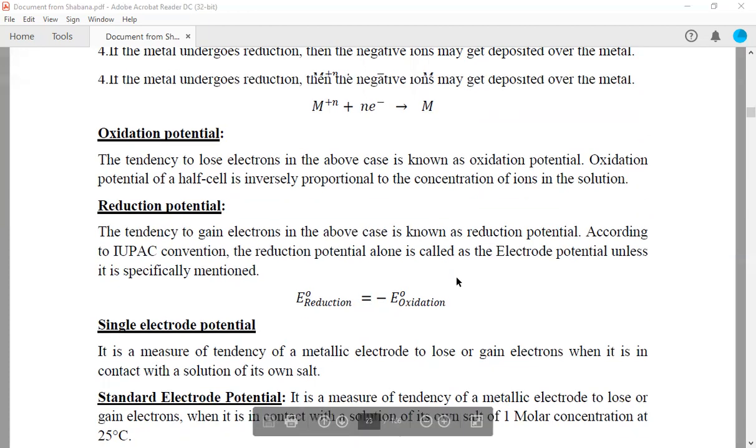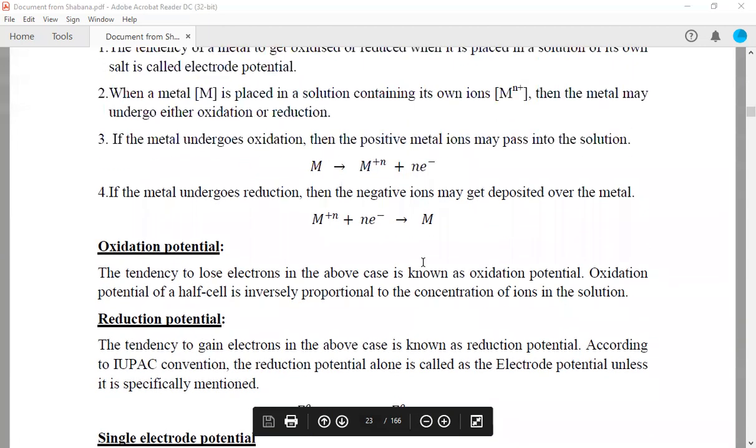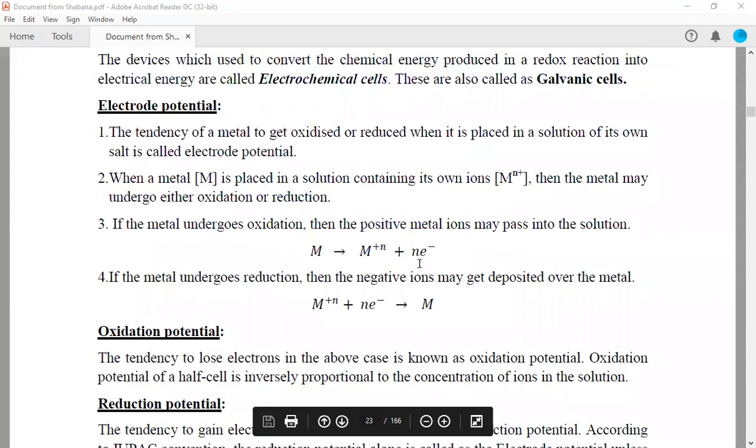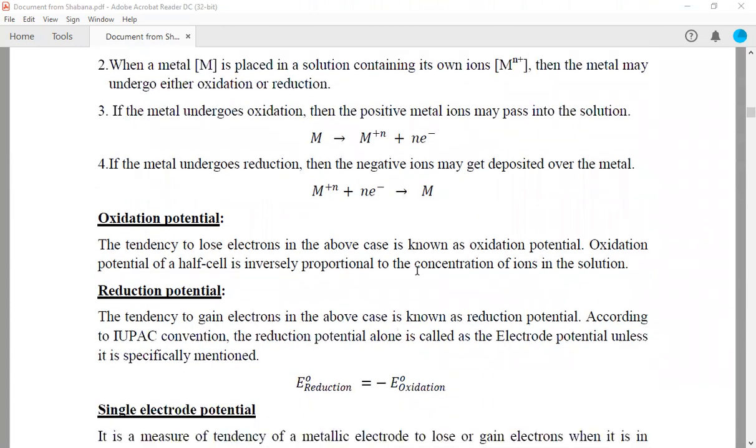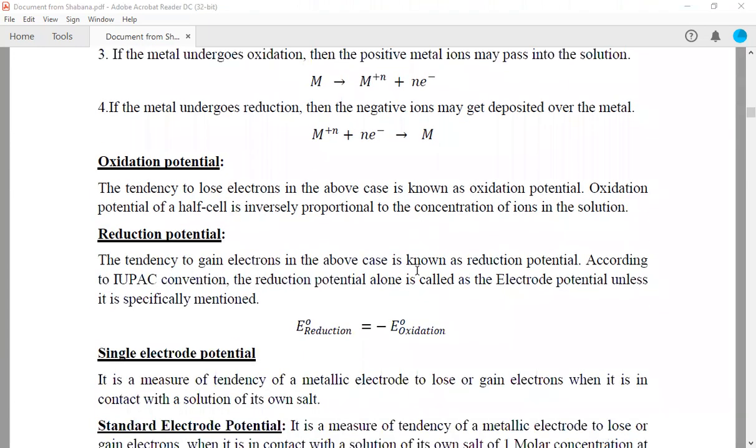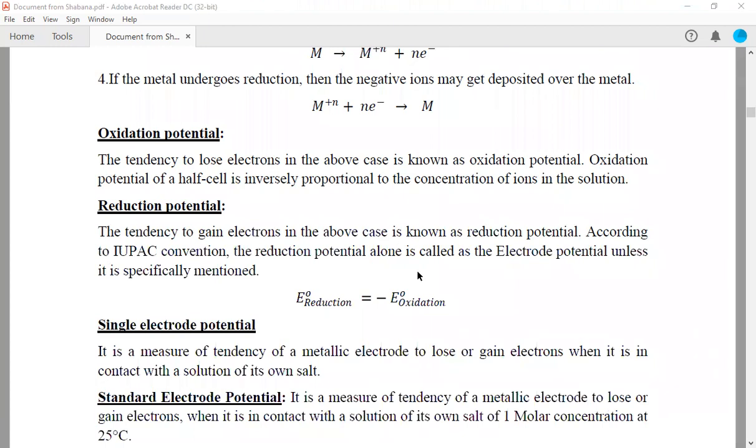So these are the terms which we will use in the electrochemical cell: the electrode potential, oxidation potential, reduction potential, single electrode potential, and standard electrode potential.